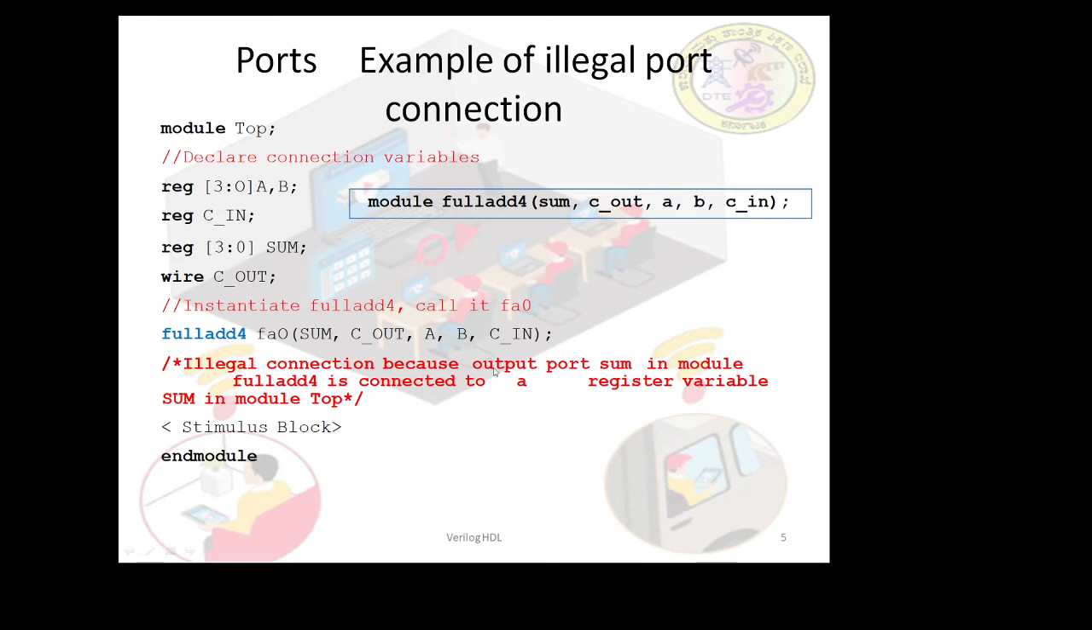This statement is going to give us an illegal connection, because here the output should be of type wire. It has been declared as a register, as we have seen in the port connection rules. And then we'll write the stimulus block, the functionality whatever we want, in this portion, and then finally end up with the endmodule.